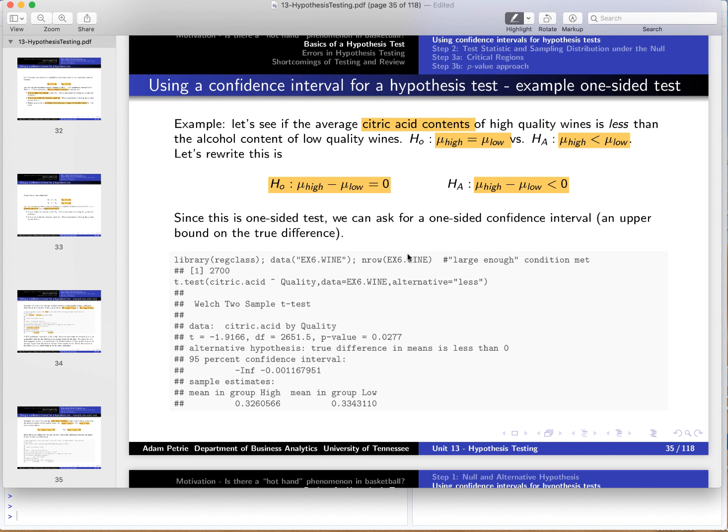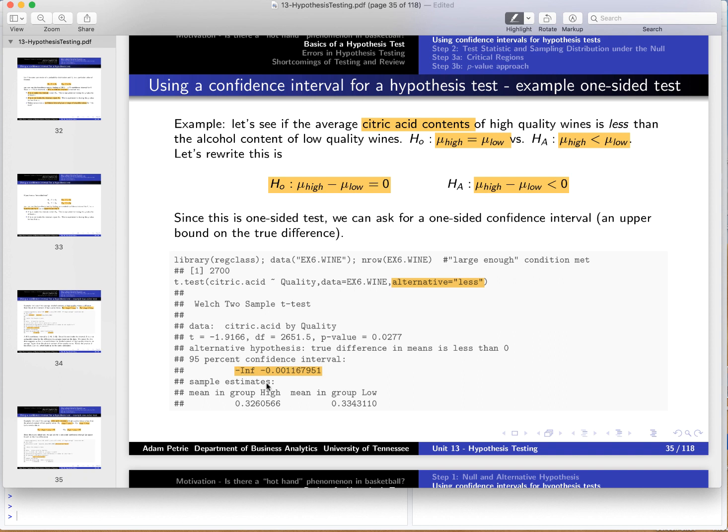So how can we get a confidence interval to help us answer this question? Well, we can just add an additional argument to t-test, alternative equals less. That's because the symbol that we see here in the alternative hypothesis is a less than sign. And so when we do this, we actually get an upper bound for what the true value of the difference in averages is. If we run t-test with alternative equal to less, we get a 95% confidence interval that looks like this, going from minus infinity up to this upper bound for the difference in averages based on the data that's been collected. So in this case, we're 95% confident that the true difference in averages is less than this upper bound here, less than minus 0.001.